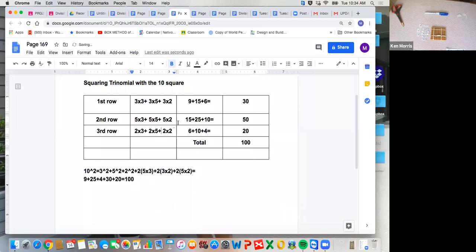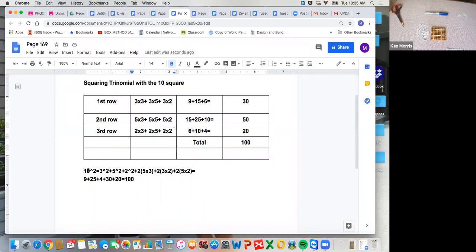All right, when we add the second row, I get 50, right? 5 times 3 is 15, 5 times 5 is 25, plus 10 is 50. And finally, we have 2 times 3 plus 2 times 5 plus 2 squared is 6 plus 4 plus 10, giving me 20 for a total of 100. Okay, so I show it to you both in table form so you can see how it builds. And here's the whole equation.